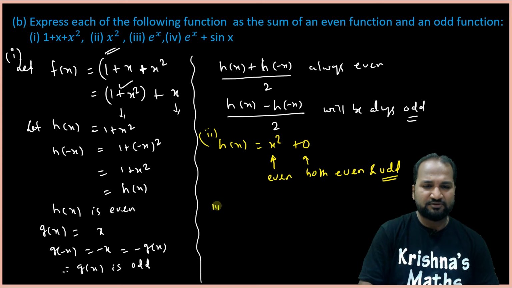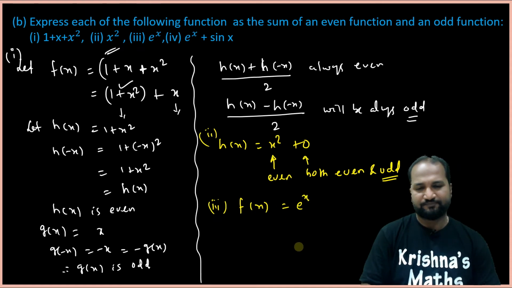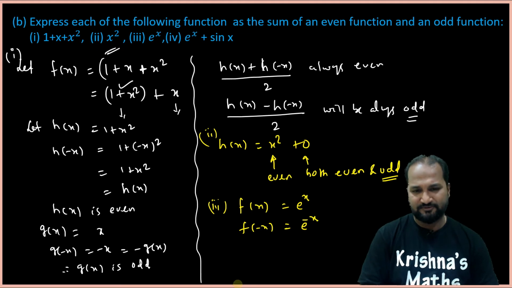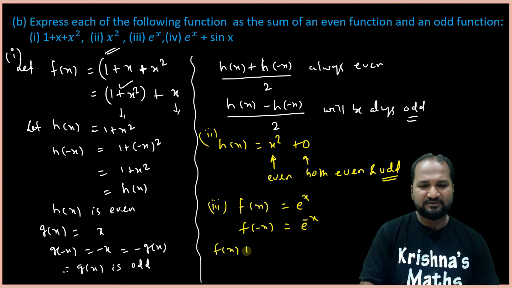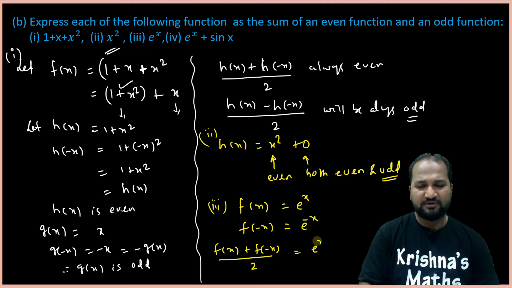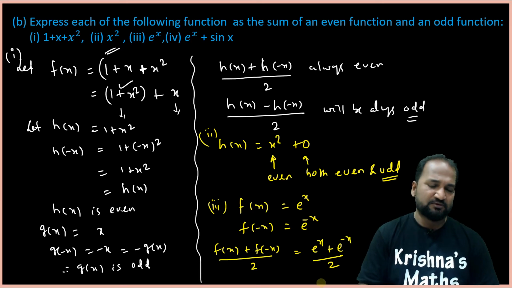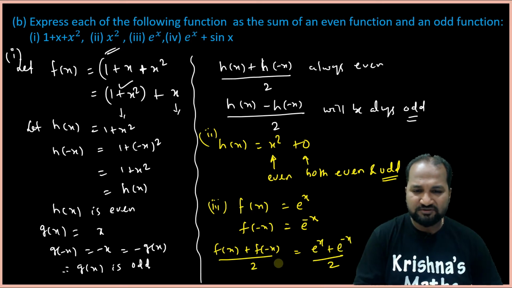Now third one, e raised to x. F of x equal to e raised to x. Now f of minus x equal to e raised to minus x. Now f of x plus f of minus x divided by 2 equal to e raised to x plus e raised to minus x divided by 2. So this is neither. So consider this as g of x.